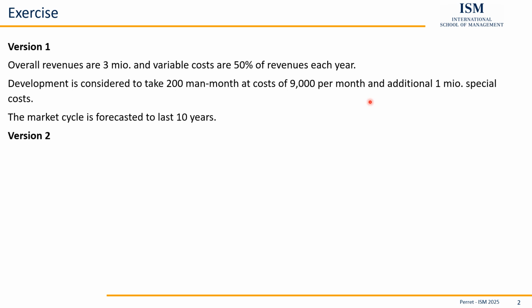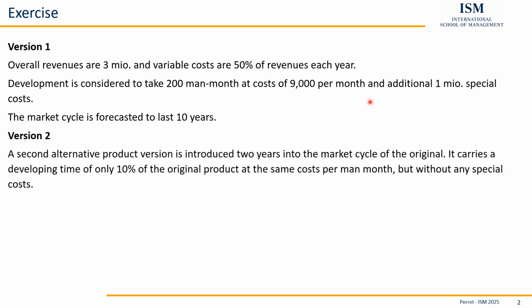Regarding the follow-up product of version 2, it carries a developing time of only 10% of the original product at the same costs per man-month, but without any special costs. So in other words, this information is changed. There will no longer be special costs. The man-month will reduce to 1/10, so I have only 20 man-months, and the cost will remain the same at 9,000.